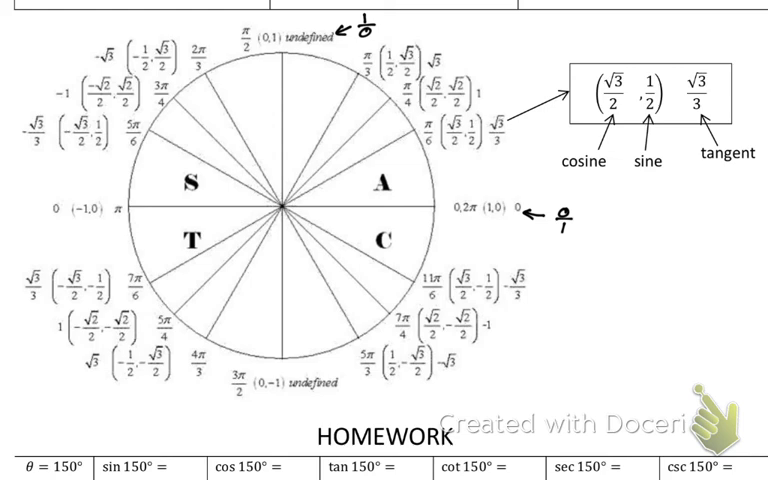So if you're dealing with cotangents, you got to realize that if I flip an undefined, it actually turns into 0. If I flip 0, it turns into undefined. So where tangent is undefined, cotangent is 0. Where tangent is 0, cotangent is undefined.